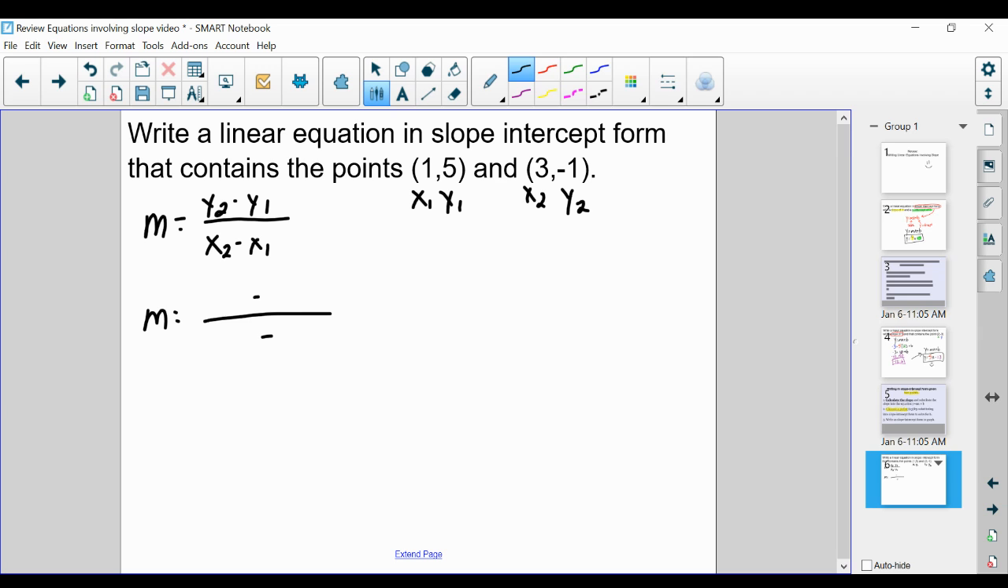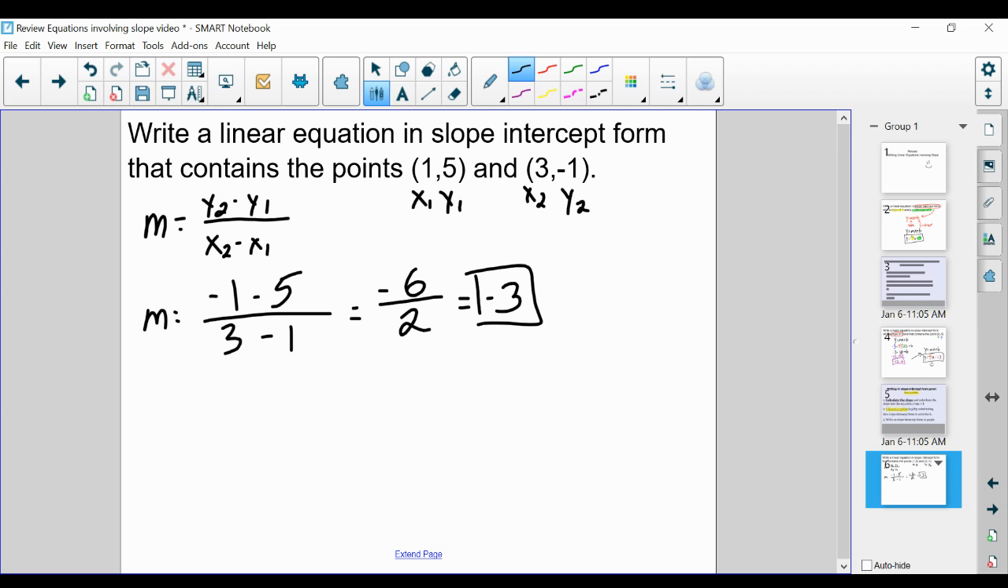Well, our y sub 2 is -1. Our y sub 1 is 5. Our x sub 2 is 3. Our x sub 1 is 1. And now we're going to simplify. In the numerator, -1 minus 5 is -6. In the denominator, 3 minus 1 is 2. And we can simplify -6 divided by 2. We know that as -3. Therefore, our slope is -3.